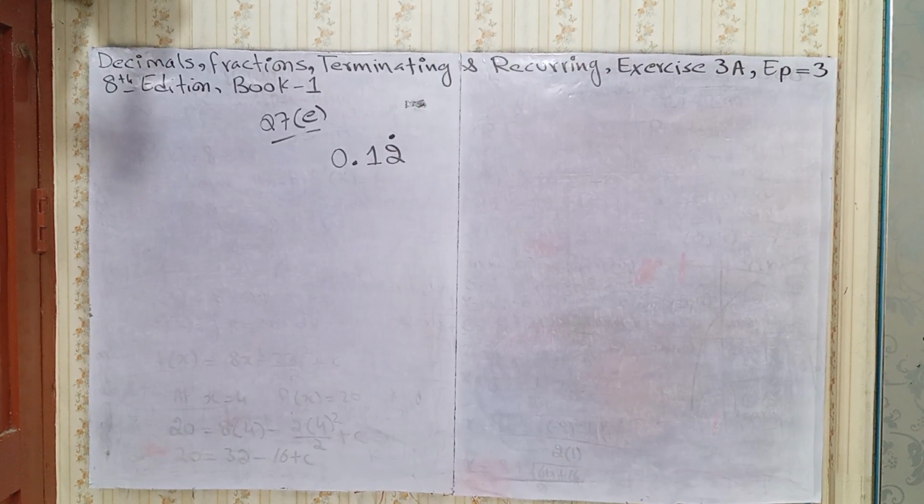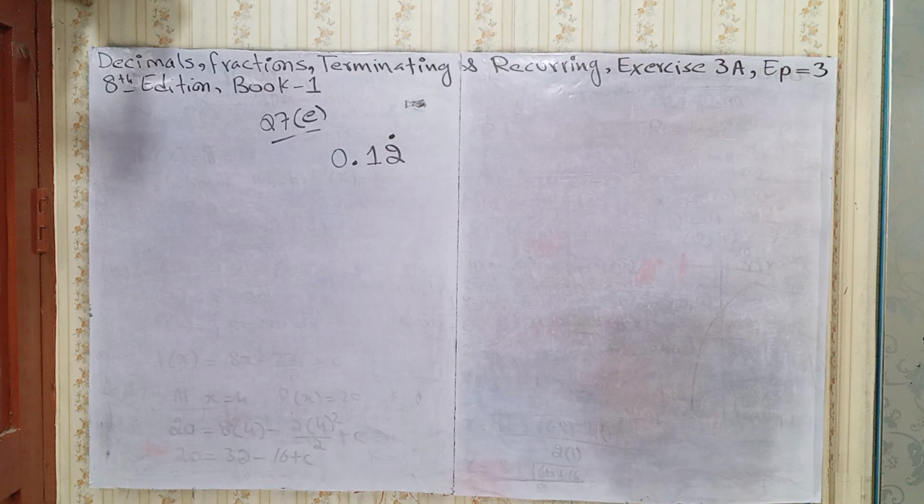So question number 7, E part is showing up on your screen: 0.12, and on that 2 we have a dot. That dot means that 2 will be repeated. Actually this is 0.122222222. This is recurring. Okay, so we have to convert this into a fraction. The method is very simple, a set procedure for that. We will suppose this is equal to x.